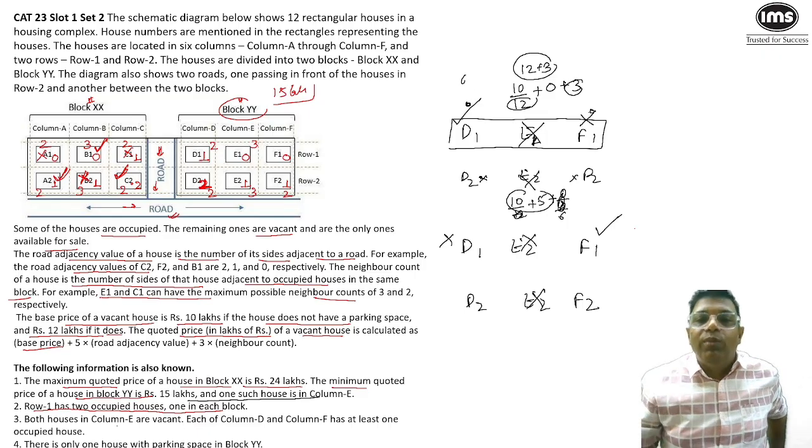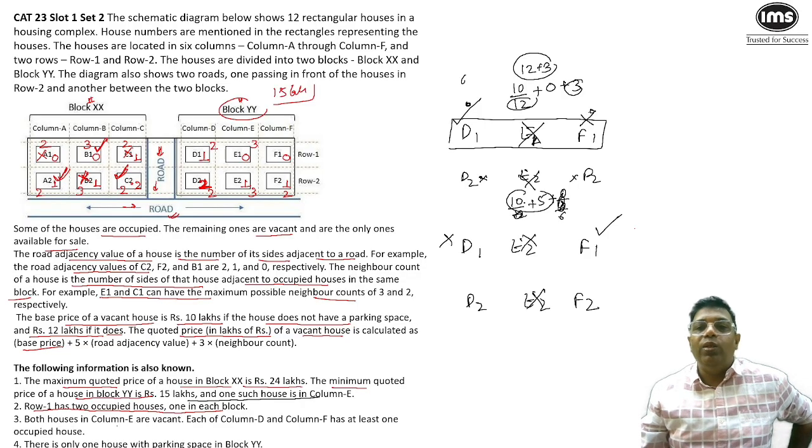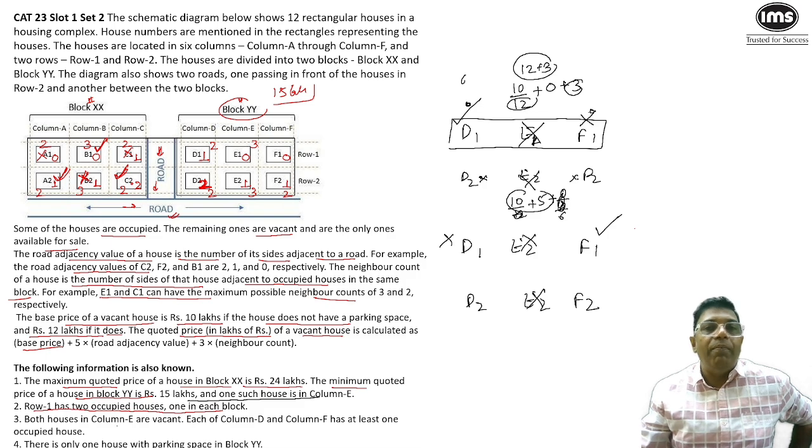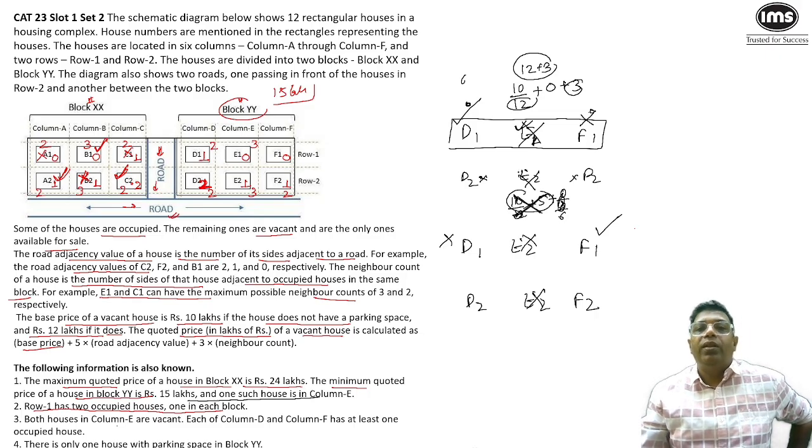So if we assume that E2 has a house value of 10 plus 5, in that case, we have to take D2 and F2 both to be empty house. In that case, D1 and F1 both have to be occupied, and this will violate your condition. So obviously this case is not going to be helpful. So in that case, we have to take E1 to be the house that has a value of 15. But in that case, we have to analyze both scenarios.